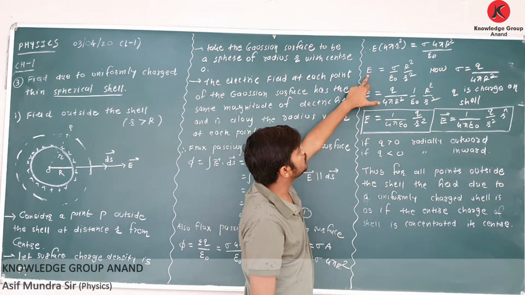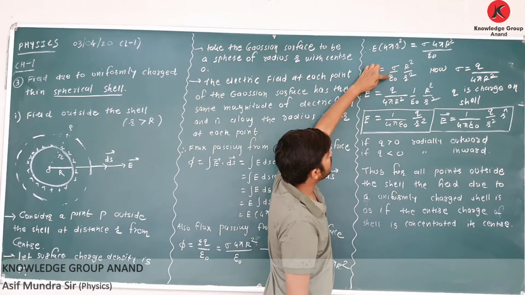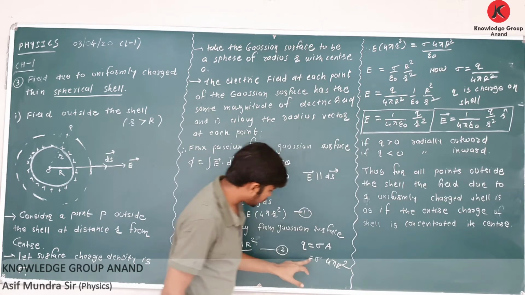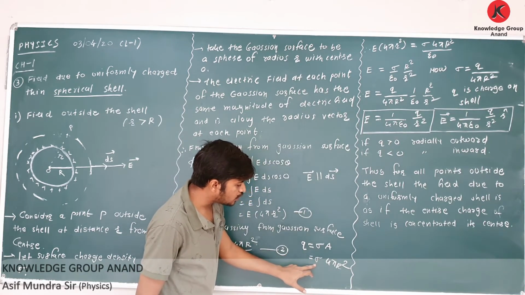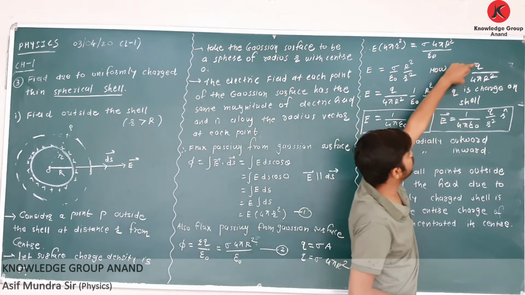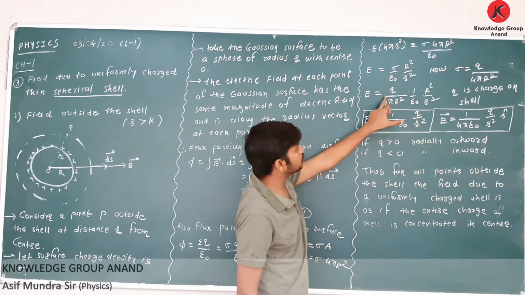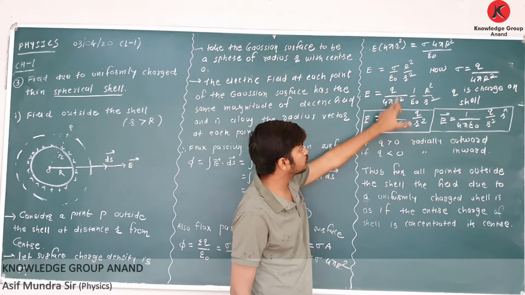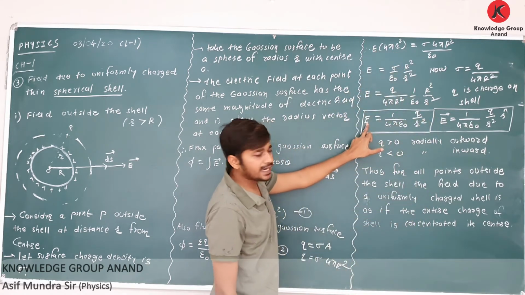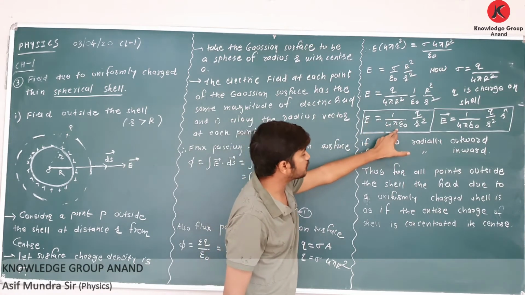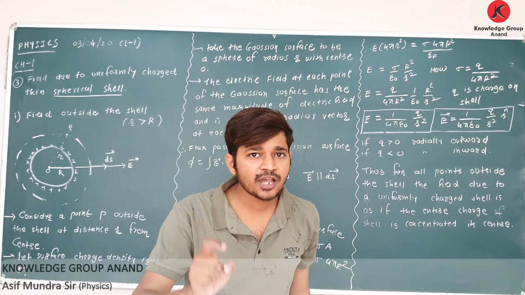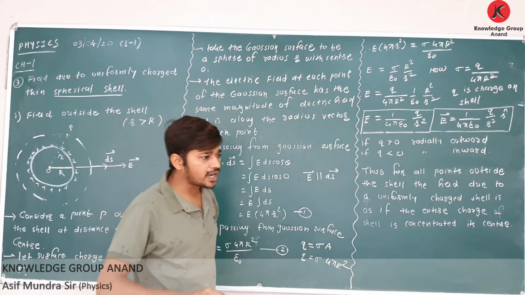So E is equal to 1 upon 4 pi epsilon 0, sigma upon epsilon 0, R square upon r square. Now again from this I can write sigma is equal to Q upon 4 pi R square. Put its value, Q upon 4 pi R square, 1 upon epsilon 0, R square upon r square. Then you will get E is equal to 1 upon 4 pi epsilon 0 Q upon r square.